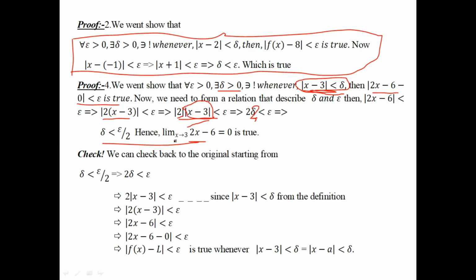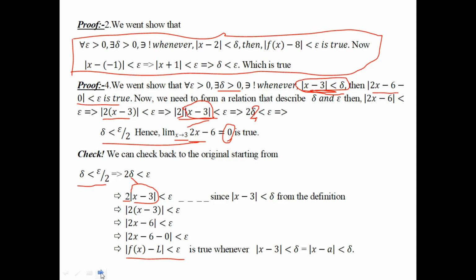Hence the limit of 2x minus 6 as x approaches 3 is true. So we can check it by going back, starting from the final one. So 2 times delta less than epsilon, with 2 times absolute value of x minus 3, we substitute delta, multiply again, and finally we return to the original formula for delta.